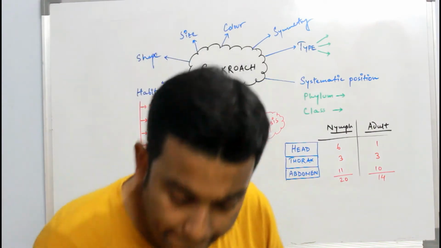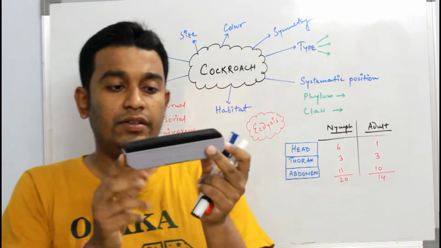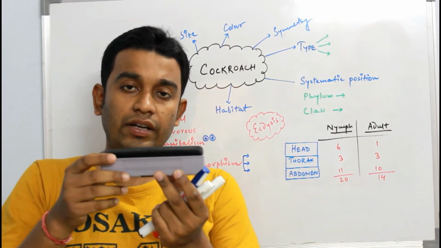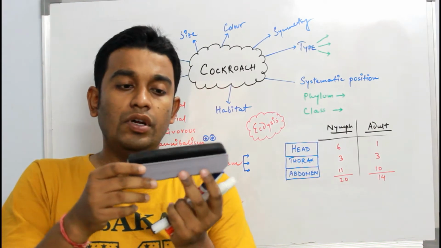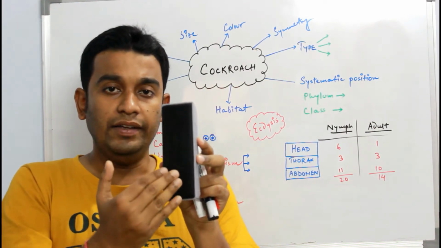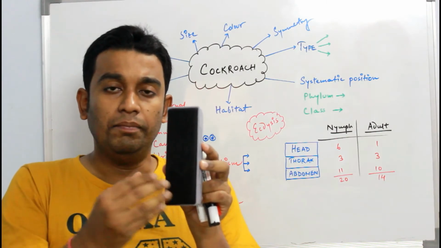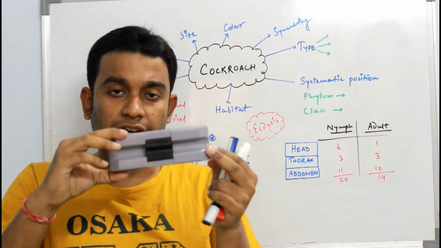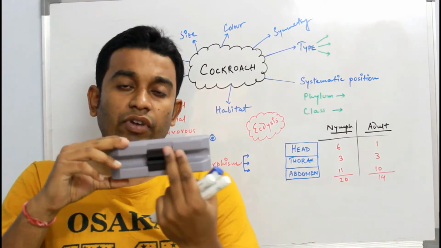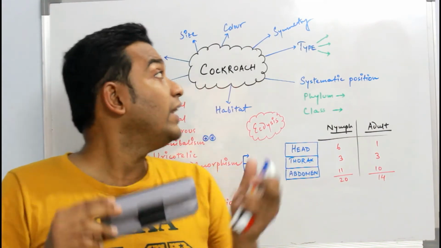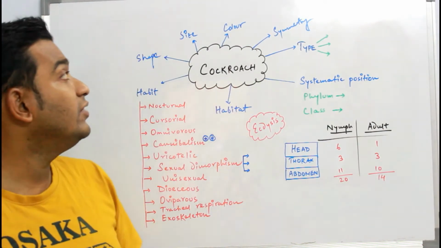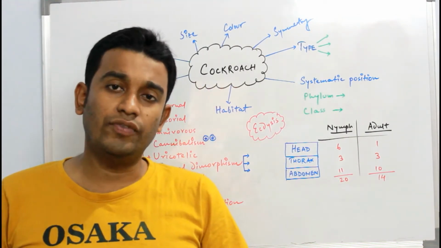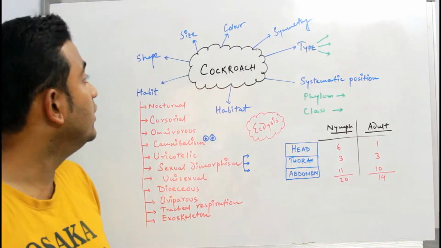color, say this is a cockroach, just for an example. This is the dorsal side, this is the ventral side. If you are observing the cockroach from the dorsal side, you will see the color of the dorsal end is blackish brown in nature, whereas if you see the cockroach from the ventral side, the color will be near about pale yellow. That's about the color. If you talk about the size, it is near about 0.5 inches to 2.5-3 inches as far as the cockroach size is concerned.